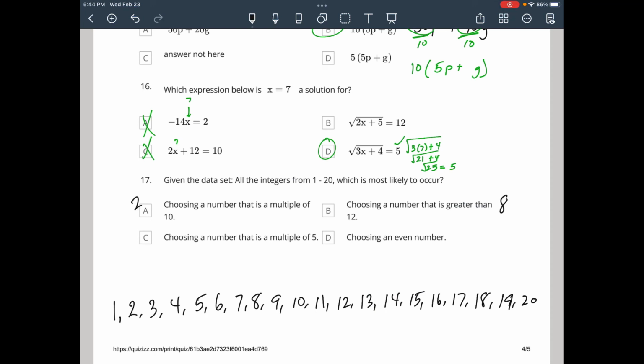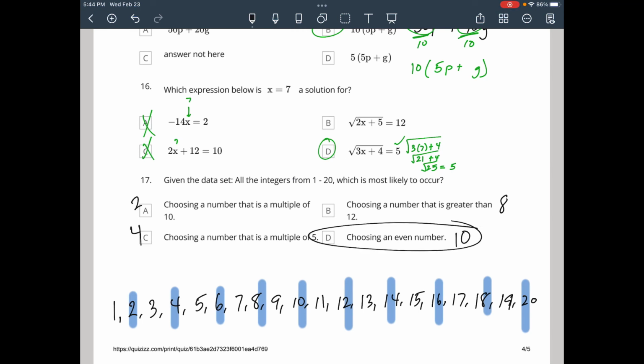Letter C, choosing numbers that are multiples of 5. So 5, 10, 15, and 20. And that's only 4. And letter D says choosing an even number: 2, 4, 6, 8, 10, 12, 14, 16, 18, 20. That gives you 10 chances. So which one has the biggest chance? That one does, choosing an even number.